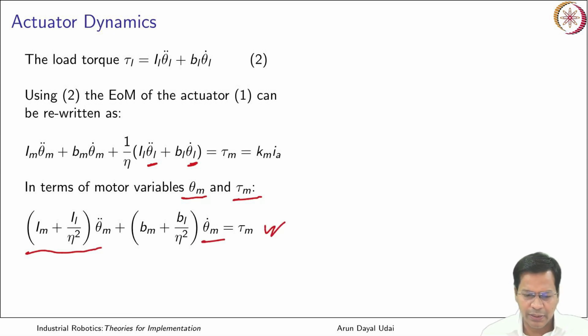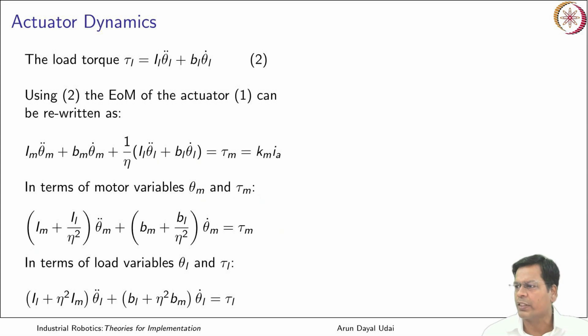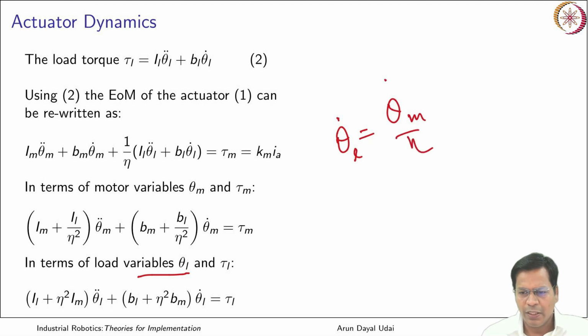Okay, so this is quite clear, it is a straight relation. You can try getting it yourself also. In terms of load variables, I'll substitute otherwise, that is theta L. I have substituted earlier, theta L dot is equal to theta M dot by eta, and theta L double dot is equal to theta M double dot by eta.